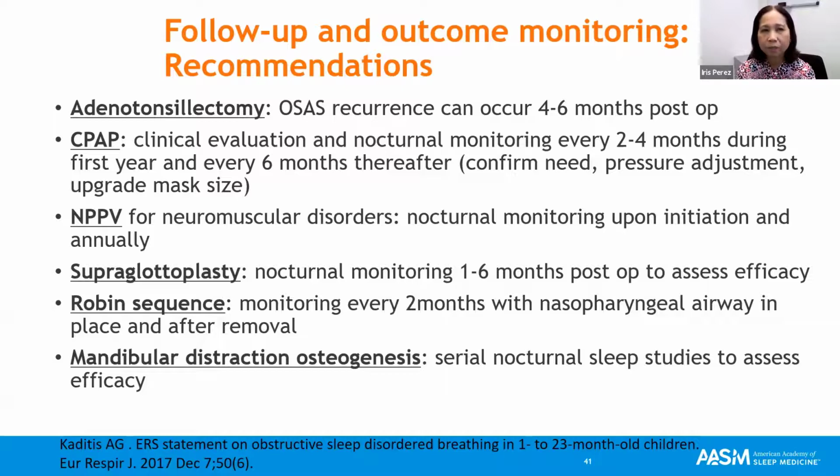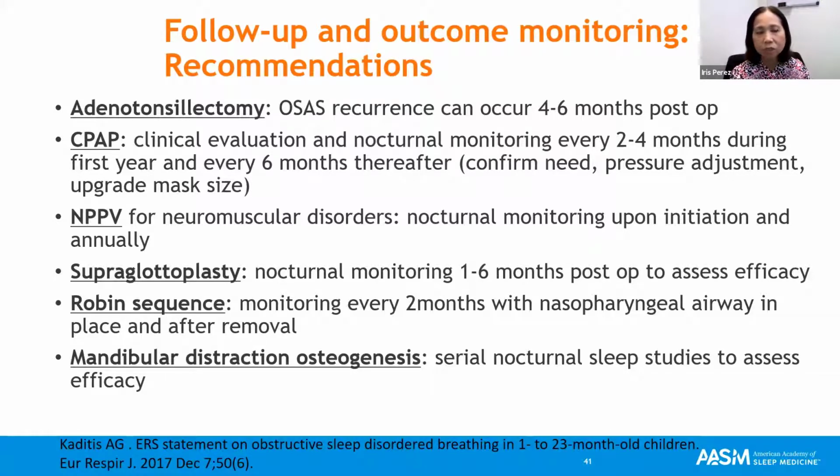In those who are treated with CPAP, they require clinical evaluation and nocturnal monitoring every 2 to 4 months during their first year, and then every 6 months thereafter. Because they're growing, we need to make sure that we confirm their need, we need to adjust their pressures, and maybe an upgrade of their mask size.